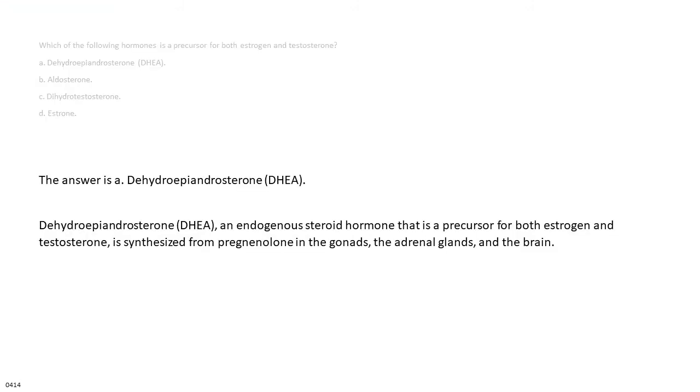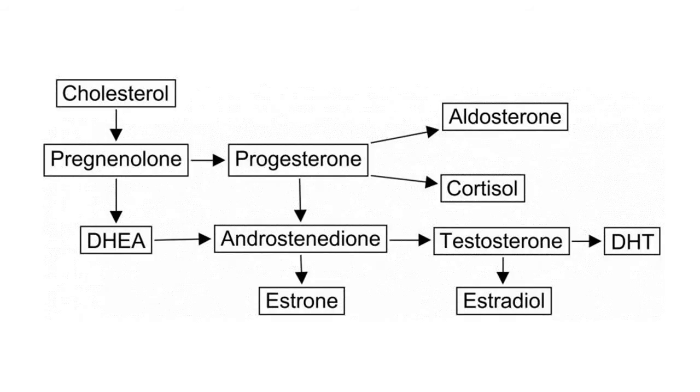The answer is A. Dehydroepiandrosterone, DHEA. DHEA, an endogenous steroid hormone that is a precursor for both estrogen and testosterone, is synthesized from pregnenolone in the gonads, the adrenal glands, and the brain.